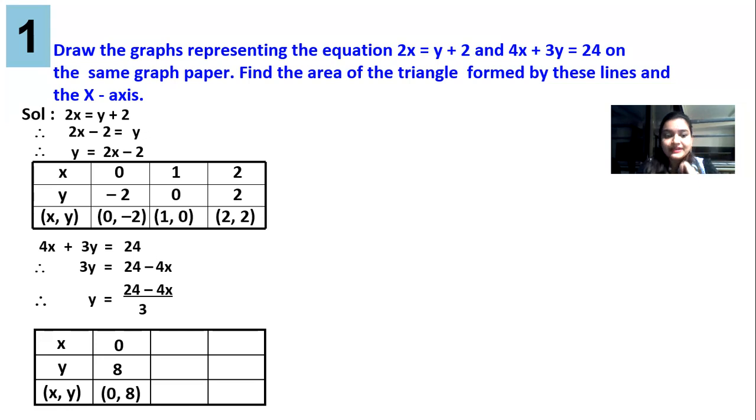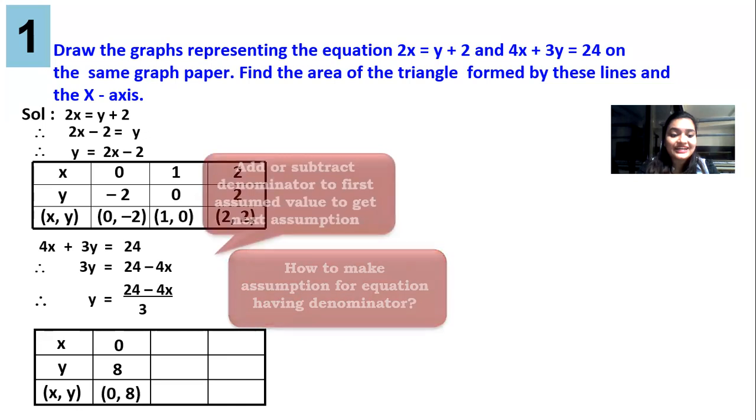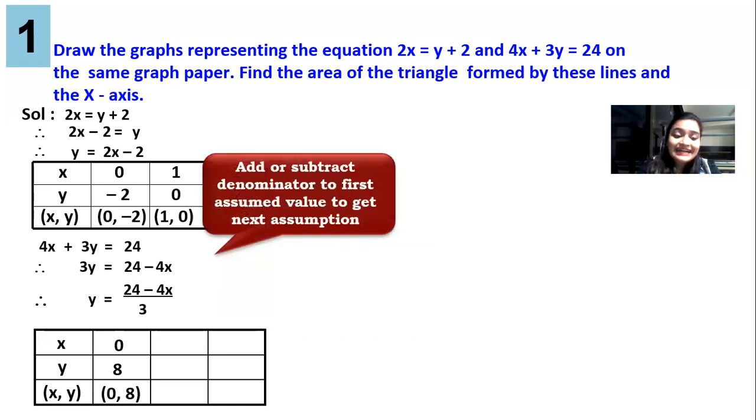So what am I doing over here? It is a denominator based sum, so we can surely go for a trick. In a denominator based sum, when your first value works, you can add that value to the denominator to get the next assumed value. The first assumed value which worked is 0. You can add 0 to the denominator. 0 plus 3 gives you the next assumption, that is 3. The assumed value which worked can be added to the denominator to get the next assumed value.